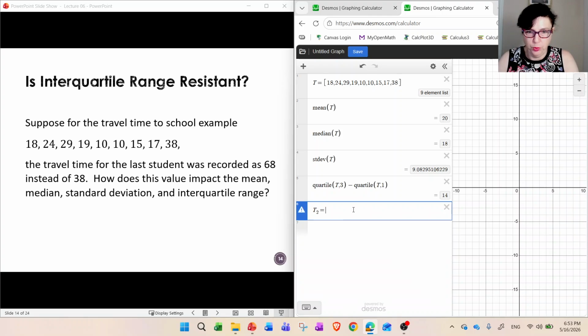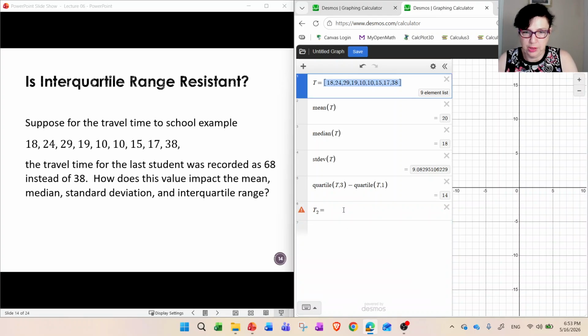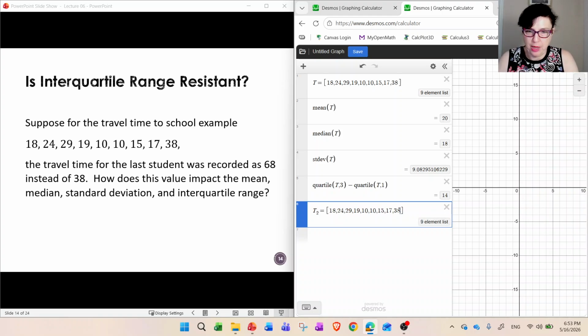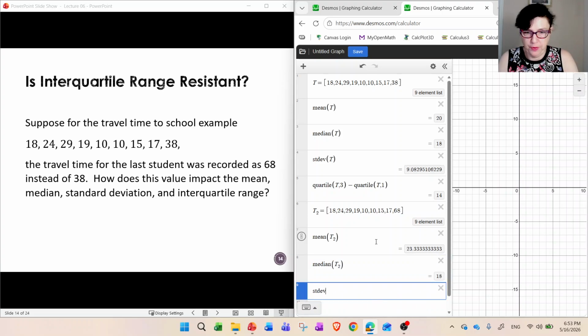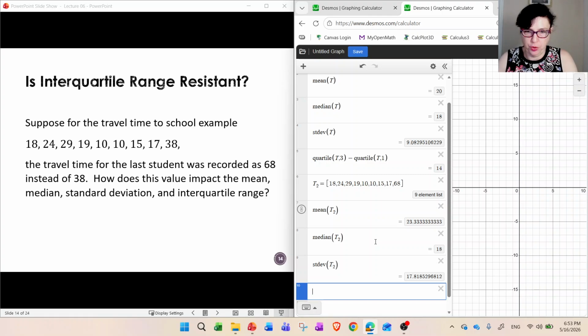We'll call it T2. So I'm going to copy this, but instead of 38, I'm going to put 68. And I'm going to recompute all the measures: the mean, the median, the standard deviation, and the interquartile range. Let me just copy that here. I just have to insert a 2. Now, by the way, in Desmos, when you see this little subscript, I'm not doing anything. I am just typing 2 and it already understands it's a subscript.